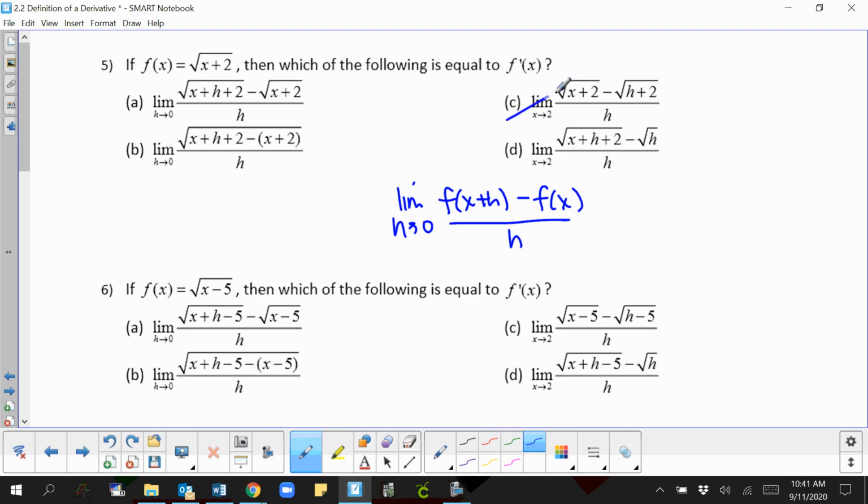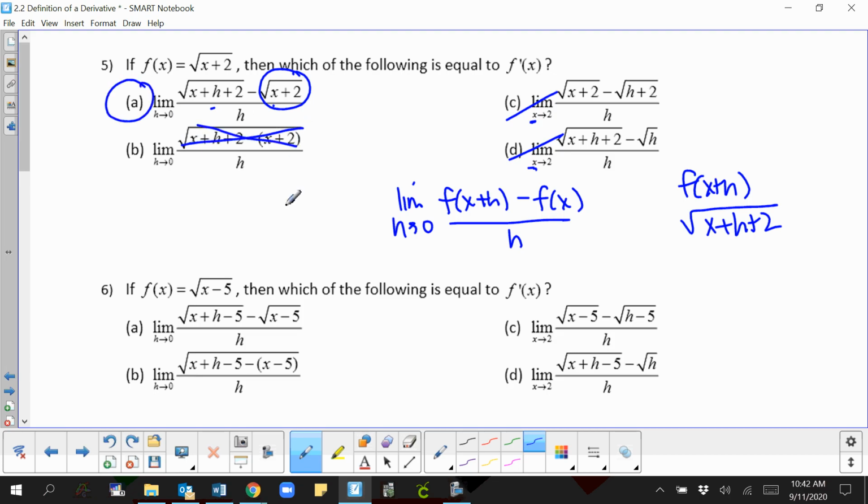So I can go ahead and cross out C and D because they're talking about x approaching something. And so now we're looking at A versus B. You'll notice the difference here is I have 2 different square roots versus 1 square root. And so we are looking for f of x plus h minus f of x. My f of x function is the square root of x plus 2. And if I was looking for f of x plus h, that's going to be the square root of x plus h plus 2. So we are going to have two different square roots here. So our answer is going to be A. They should not be under one square root, but two separate square roots.